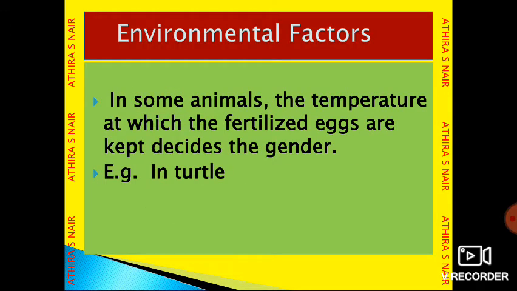Environmental factors. In some animals, the temperature at which the fertilized eggs are kept decides the gender. For example, in the case of turtles, environmental sex determination happens.